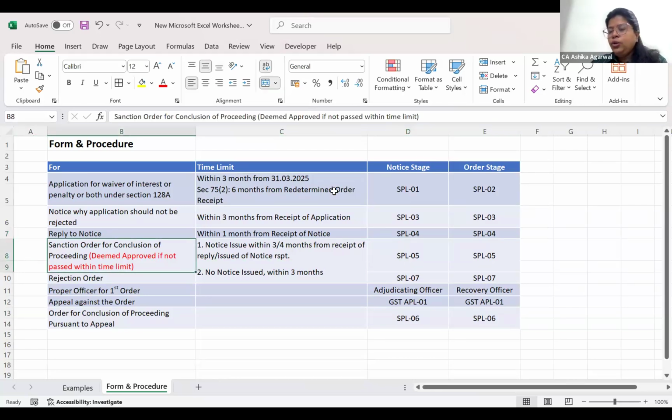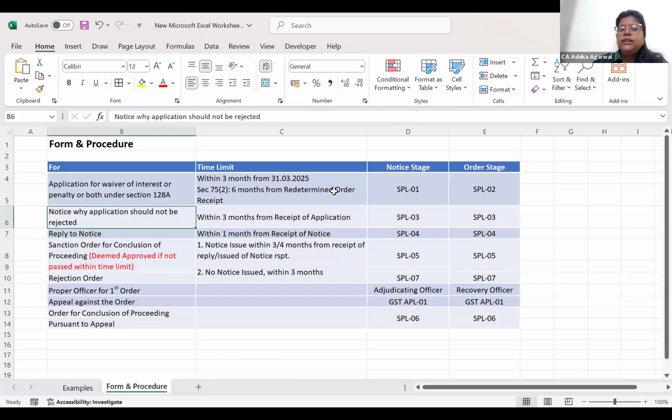Now, after this, 2 things can happen. Either my application is rejected or my application can be accepted. Now even for acceptance and rejection, they have given 2 forms. If they are accepting, they have to issue SPL 05. If they are rejecting, they have to issue SPL 07. In this also, they have covered scenarios where notice is not issued or reply is not given.